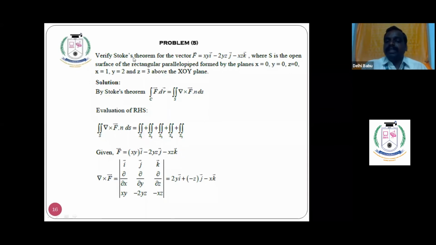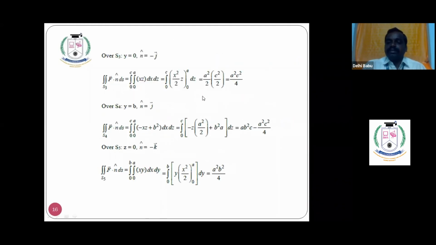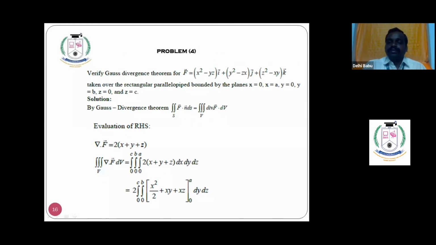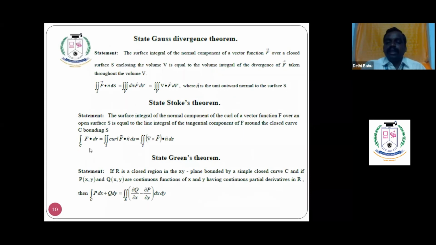Okay, the problem is under Stokes theorem. What does the Stokes theorem definition say? Integral over C of F vector dot dr vector is equal to double integral over S of del cross F vector dot n cap into dS. See the Stokes theorem: integral over C of F vector dot dr vector equal to double integral over S of del cross F vector dot n cap into dS.